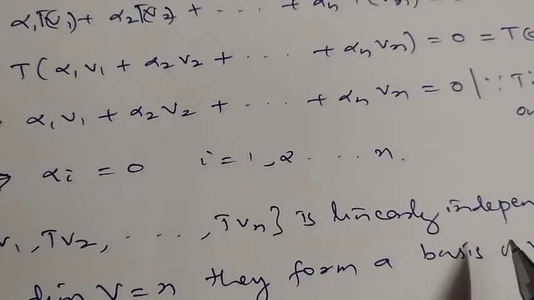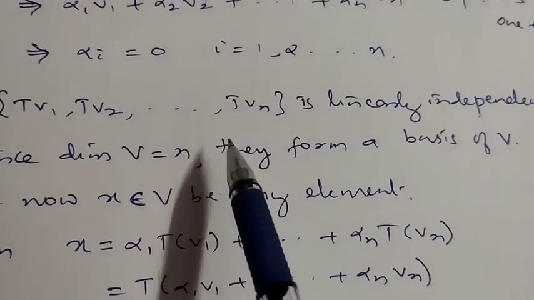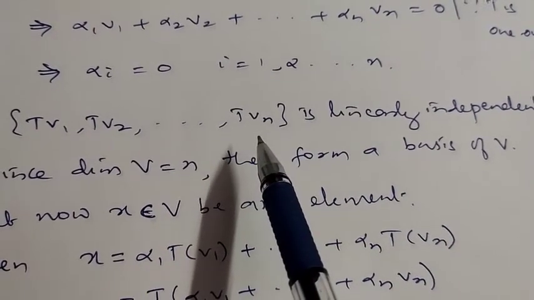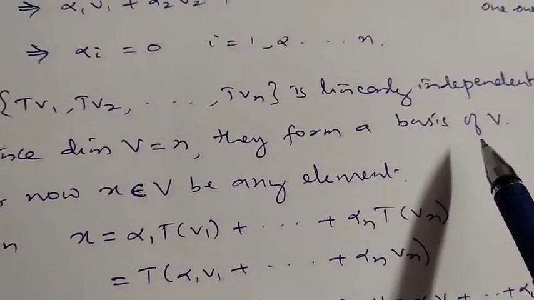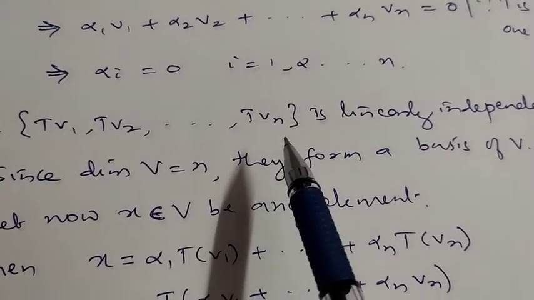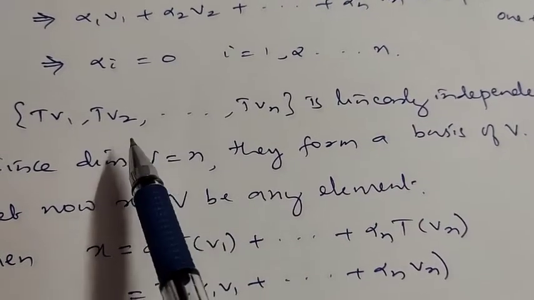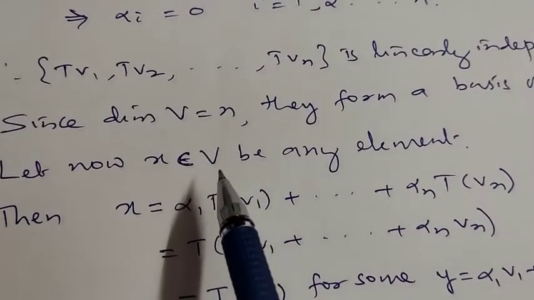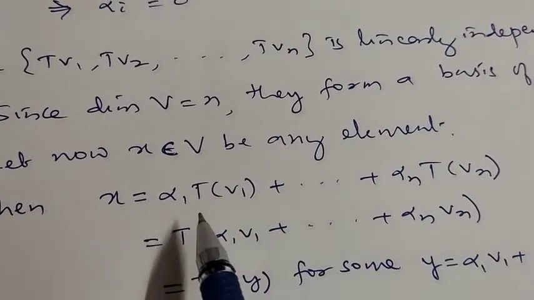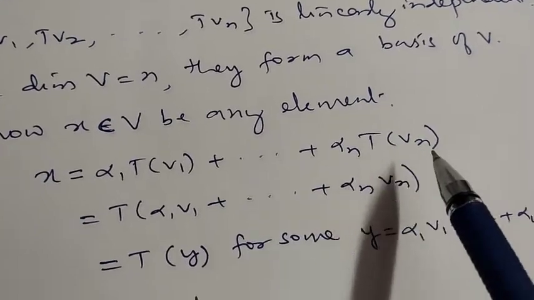If they are linearly independent, then as the dimension of the vector space is n, any set of n linearly independent vectors forms a basis. Accordingly, this set forms a basis of the vector space V. If this is a basis of V, means any vector in V can be written as a linear combination of these basis elements. So if I take x to be any element of V, then this x can be written as, say, alpha 1 T of V1 plus alpha 2 T of V2, etc., alpha n T of Vn.